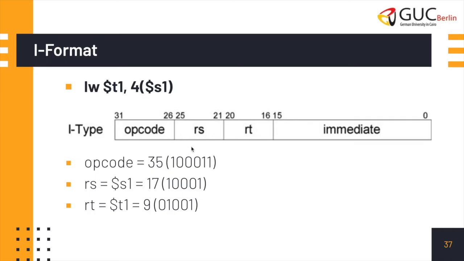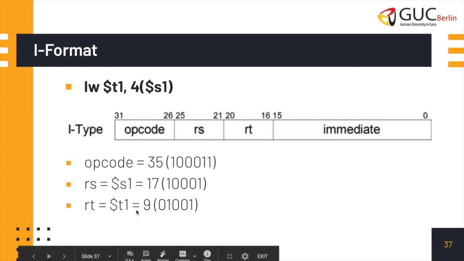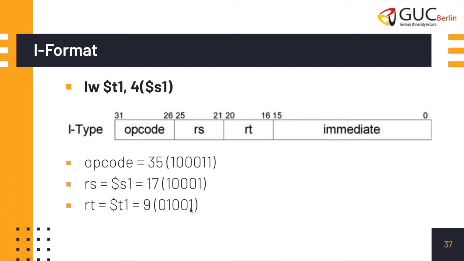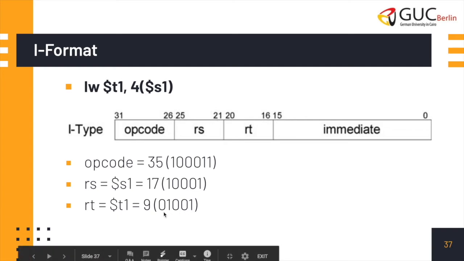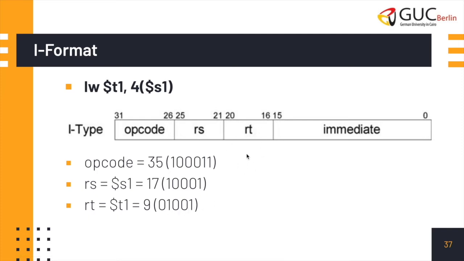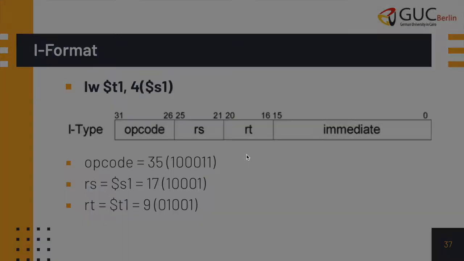Register RT in this case will be the target register where I will store my retrieved data from the memory, which is register T1, which is register number 9, and converting 9 from decimal to binary, it is 1001. It's 4 bits, so I need to make it 5 bits. So what shall I do? I add a 0 to the left. So that's why it is 01001 to fit in the 5 bits required for this field, or the RT field.